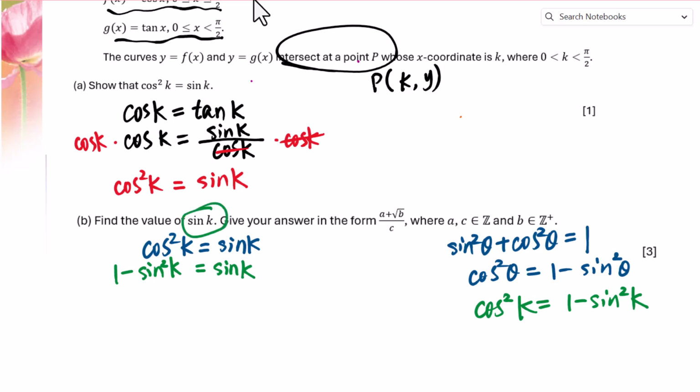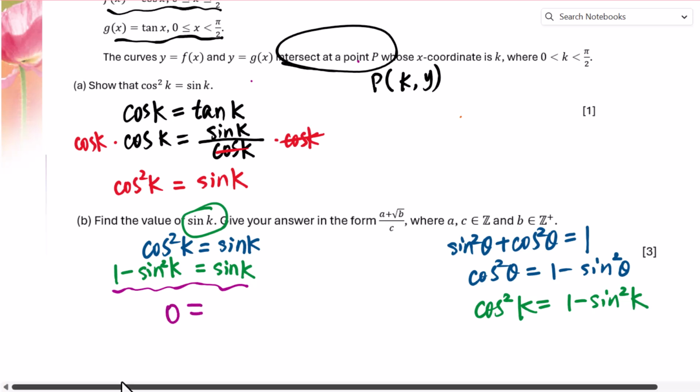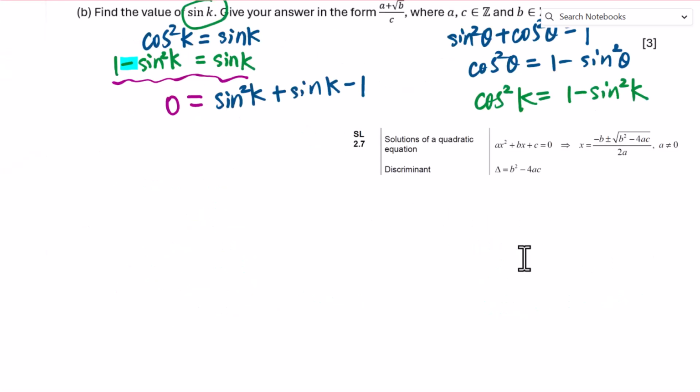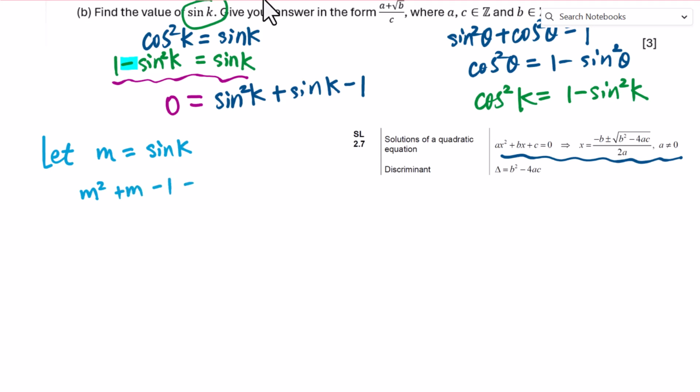We are looking for sine k. So we know this is a quadratic equation. First step, we need to get equal to 0 form. Move everything from left side to the right side, because the coefficient of sine square k is negative on the left side. Remember, cross the river, change sign. Sine square k plus sine k minus 1. We will use this formula because we cannot factor this. Let m equals sine k. So we get m squared plus m minus 1 equals 0.